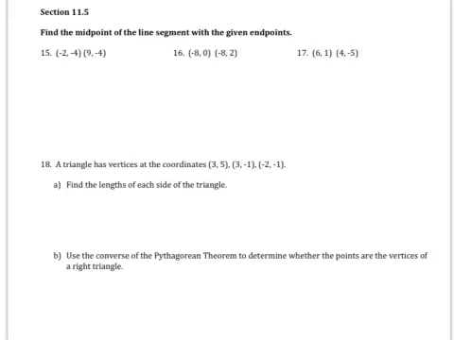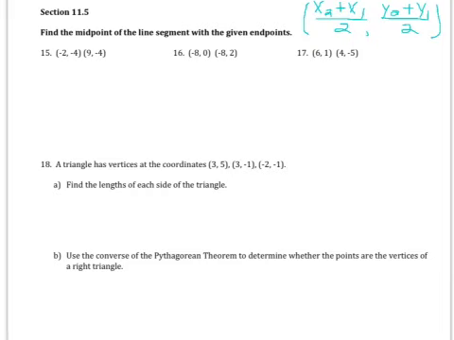For the last page, we are going to review problems from section 11.5, the last section of the chapter. So the first 3 problems on this page ask us to find the midpoint of the line segment with the given endpoints. So to do this, we need to remember the midpoint formula, which is x2 plus x1 over 2 and y2 plus y1 over 2. You could also write x1 plus x2 over 2 and y1 plus y2 over 2. It doesn't matter. Either way, you'll get the same answer.